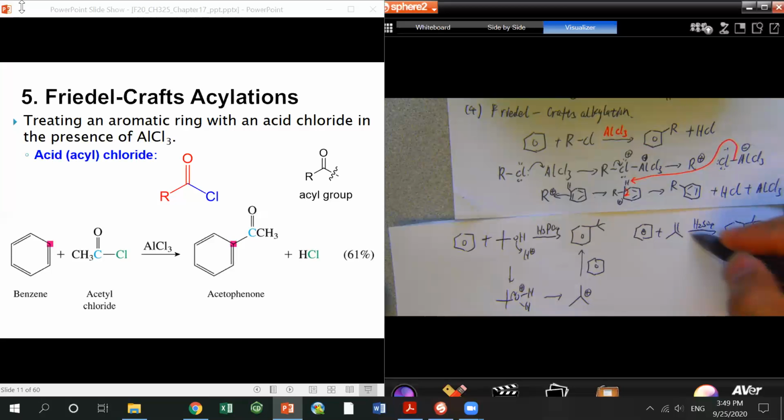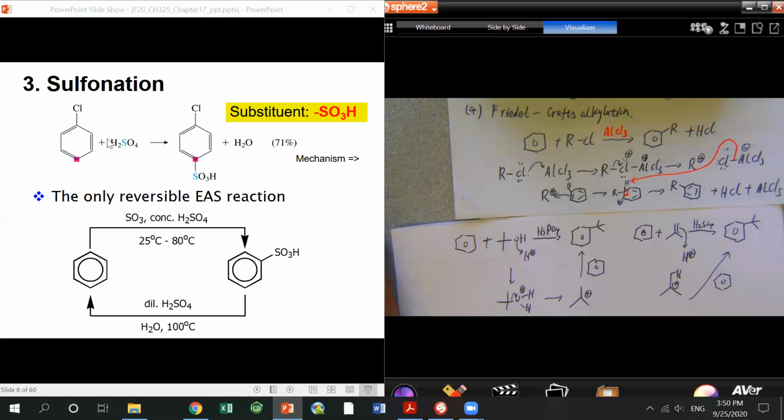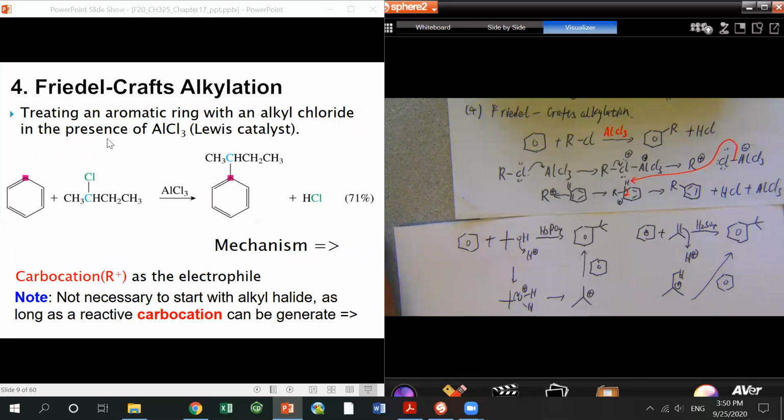Last year we used acid conditions. In the first step, this alkene picks up the proton. For Markovnikov, the hydrogen goes to the terminal carbon, and the internal carbon becomes the cation. Then this reacts with the benzene, giving a similar product. So that's why this reaction can work.